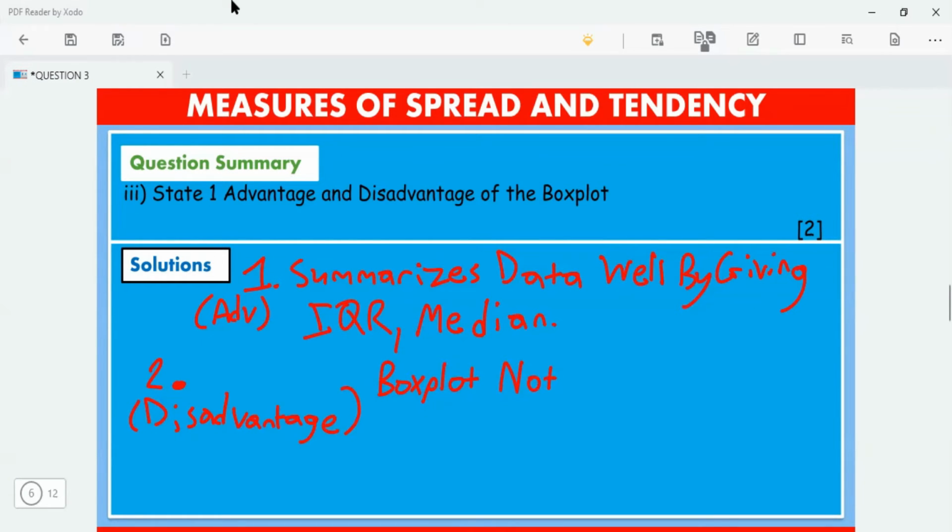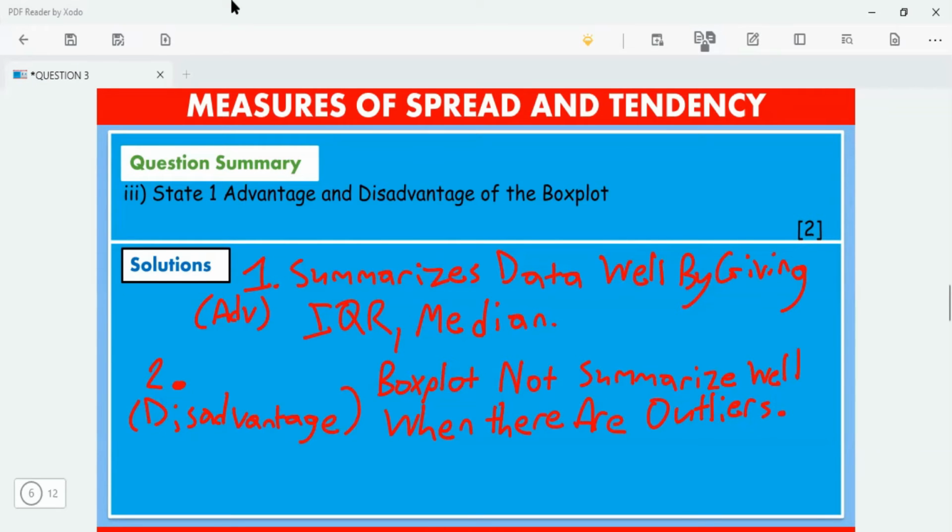The box plot does not summarize information well. It actually does not summarize well when there are outliers, because it's going to show the skewness. All right, so that's one big disadvantage, and you can state many more. I just said one, so we don't need to get too much into it, but this is one.